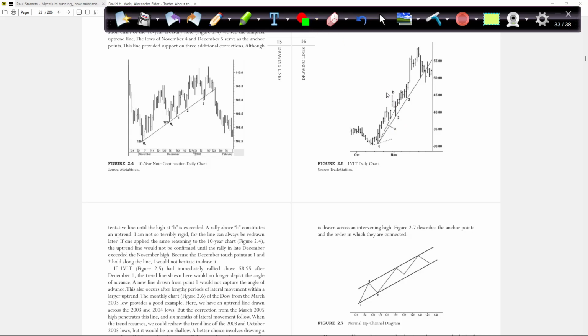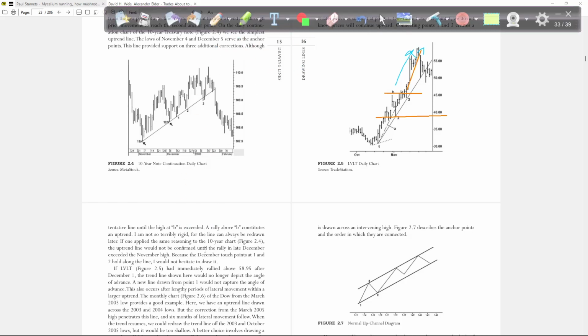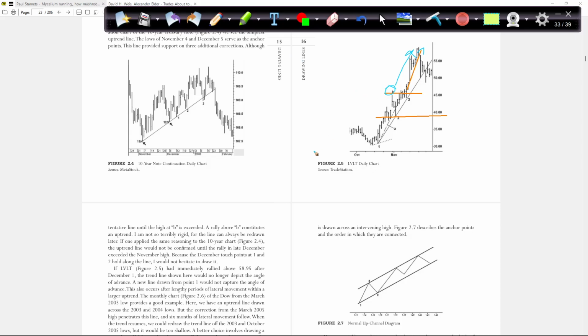Okay, we did see this channel, right? We draw it like this. So this will constitute an uptrend. Now, a rally above B constitutes an uptrend. I'm not so terribly rigid, for the line can always be redrawn later.